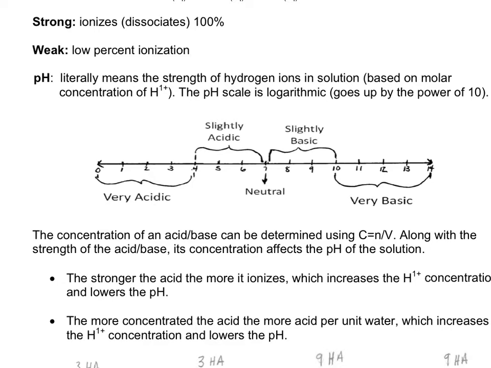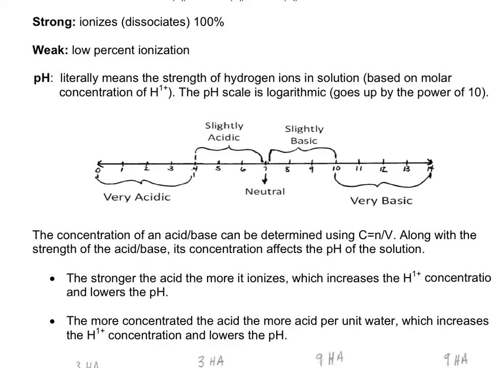If you have a solution that has a pH of 7, that's defined as being neutral. Less than 7 is acidic, and greater than 7 is basic. Now most people think the pH scale goes from 0 to 14, but it does go on in both directions. So if you have an extremely acidic solution, it can have a negative pH, or an extremely basic solution can be over 14.